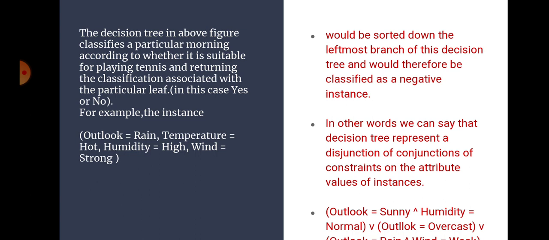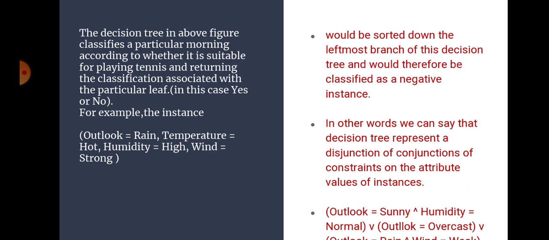So for that I've used rain, temperature is hot and humidity high and wind is strong. If we have this instance, now our task is to make a decision tree from the given data and to know whether the morning is suitable for us to go and play tennis or not. So it would be sorted down the leftmost branch of this decision tree and would therefore be classified as a negative instance. See, remember, I'll show you again.